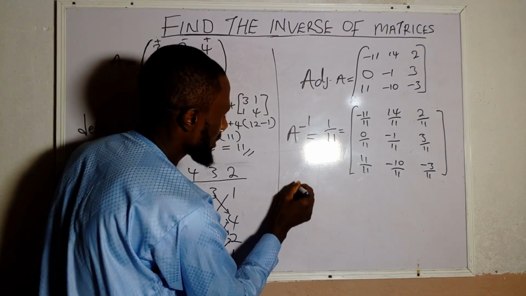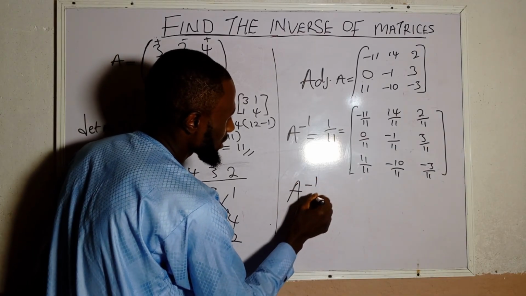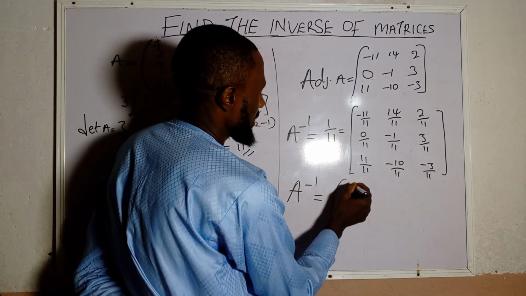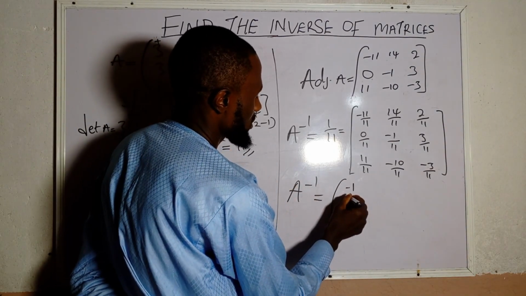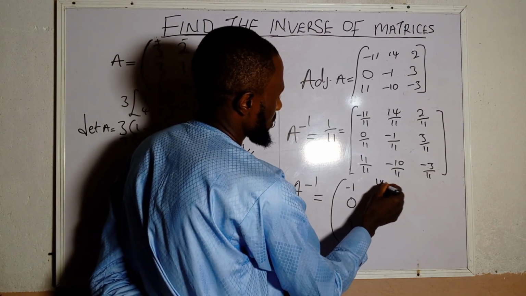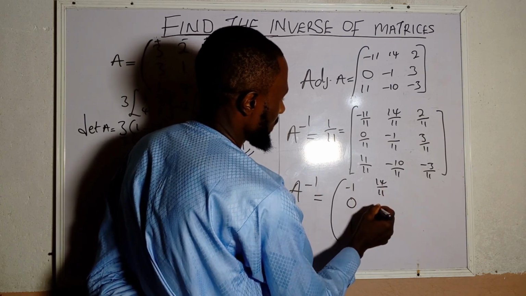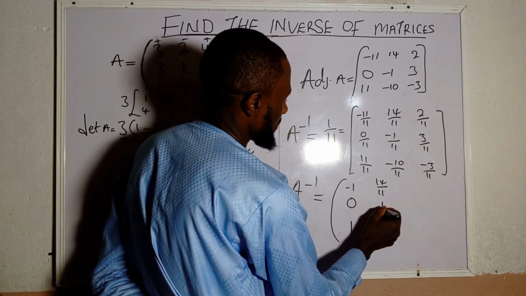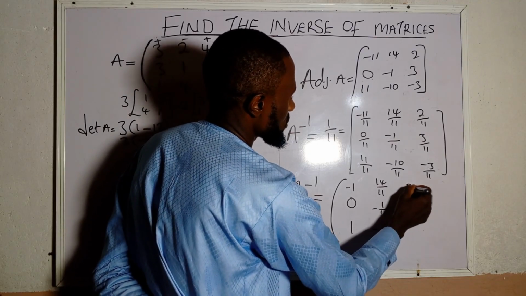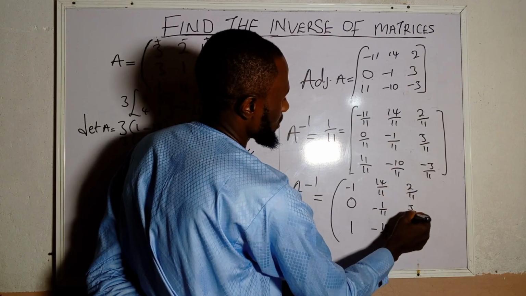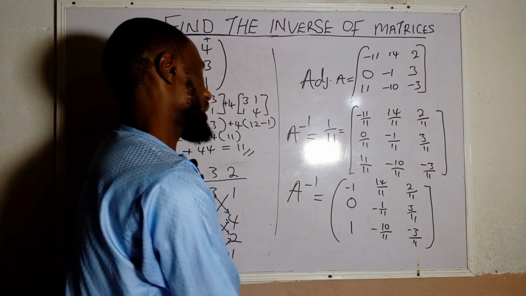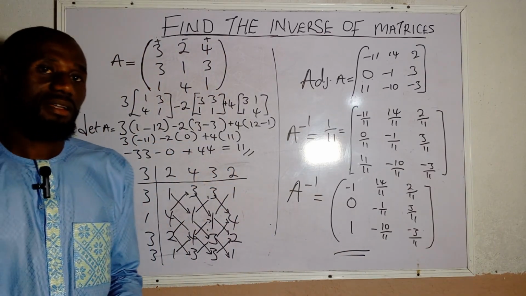Then the next thing to do, we have the inverse of matrix A is equal to 11 divided by 11, which is minus 1. This is 0. This is 1. This is 14 over 11. This is minus 1 divided by 11. This is minus 10 divided by 11. This is 2 all over 11. This is 3 all over 11. Minus 3 all over 11. That is the inverse of matrix A.